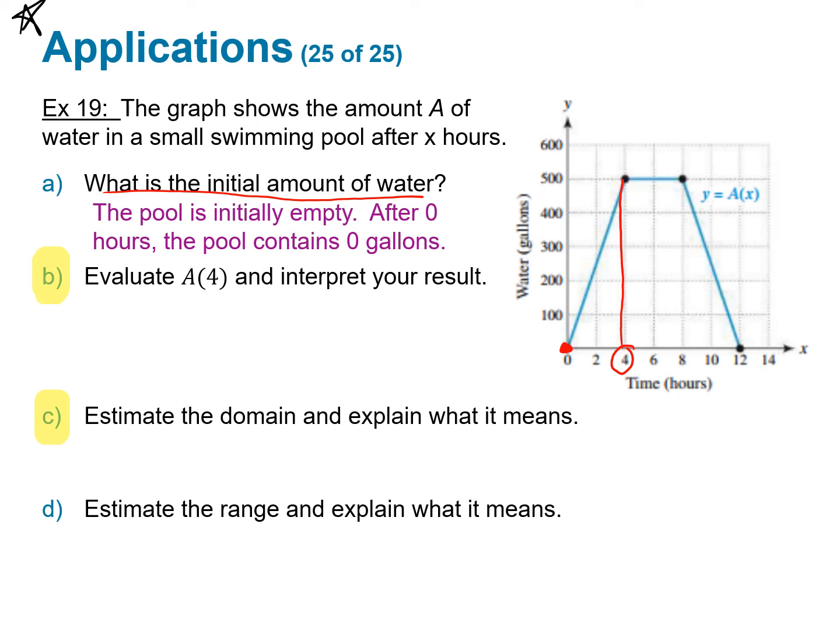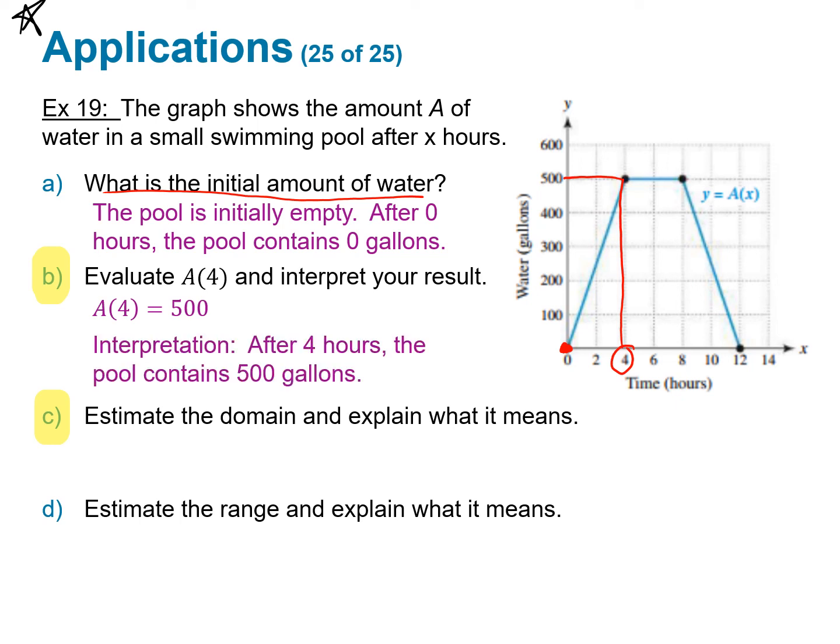I'm sorry, 4 hours. And then we had 500 gallons. So evaluate A of 4. So right here we would put A of 4 equals 500. Let's interpret it. After 4 hours, the pool contained 500 gallons.